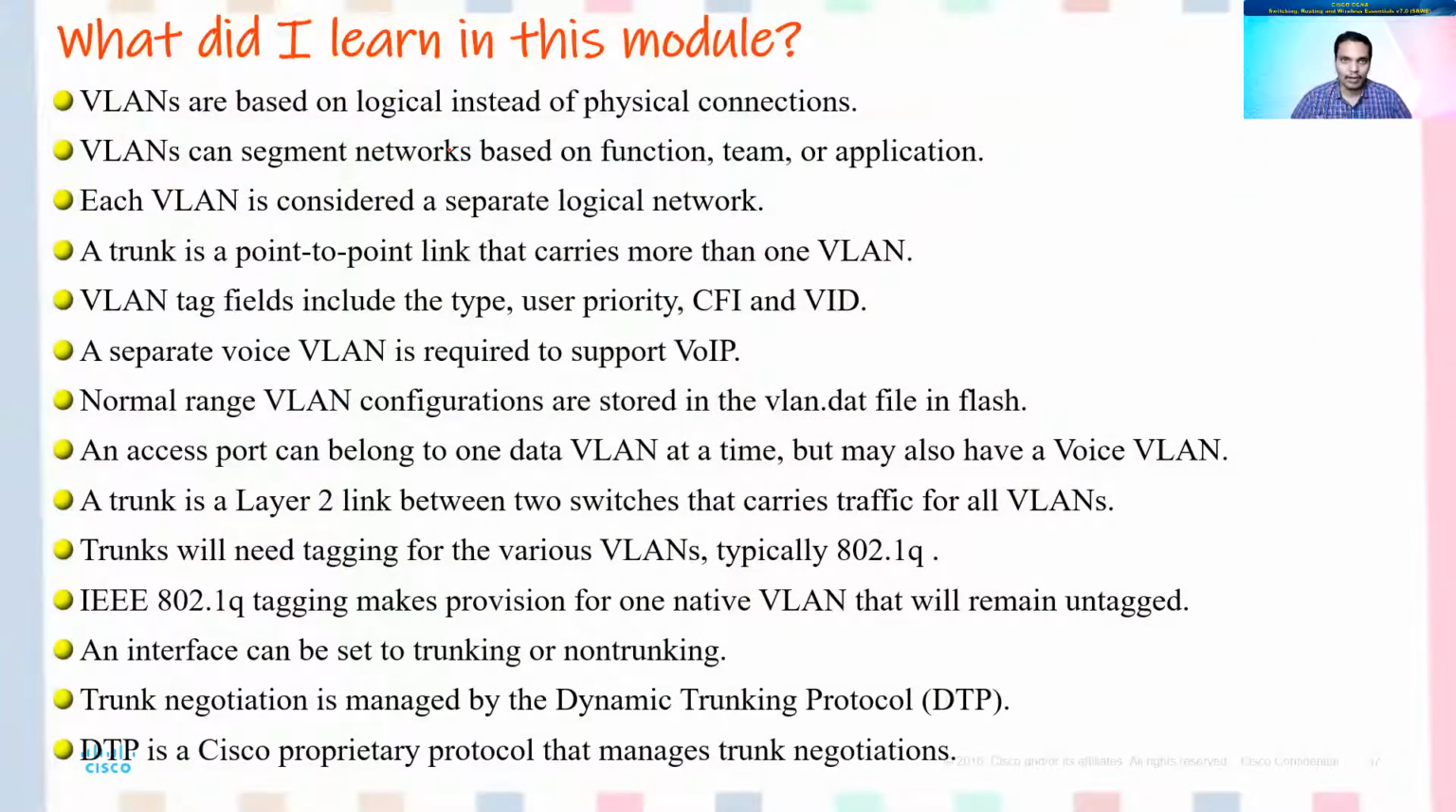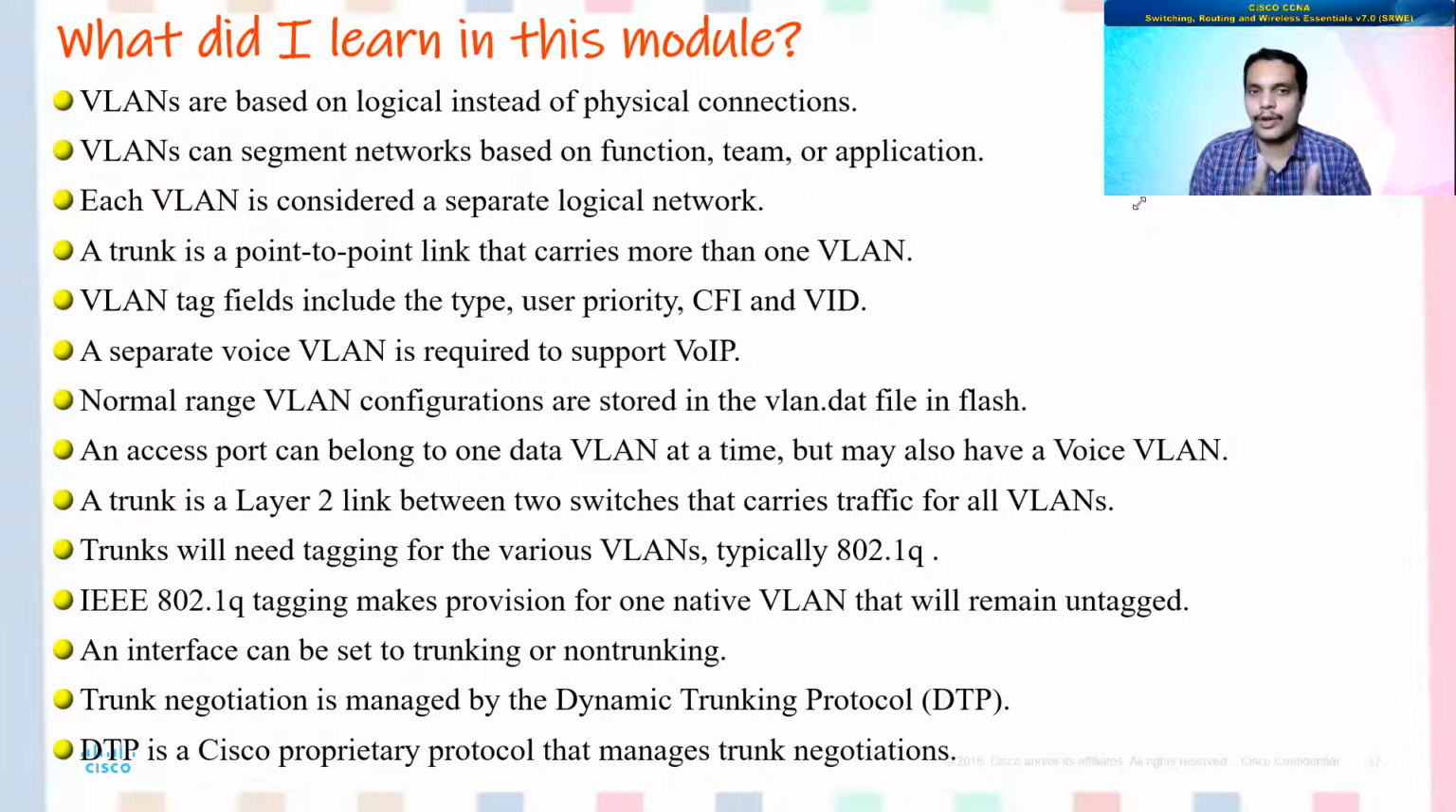We have come to the end of this particular module. As I told you, VLANs are purely based on logical instead of physical connections. They can segment networks based on users, devices, or applications. Each and every VLAN is considered a separate logical network. You have to keep remembering that. And a trunk is a point-to-point link which has the ability to carry more than one VLAN's traffic. VLAN tag fields include the type, user priority, CFI, and VID. This is called a tag, and the process of attaching this tag to a frame is called tagging.